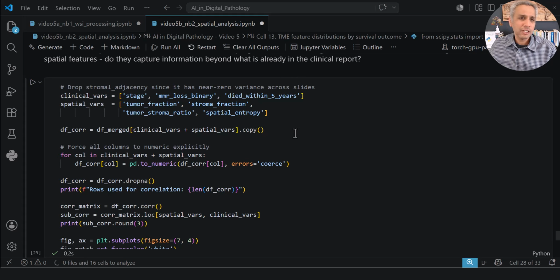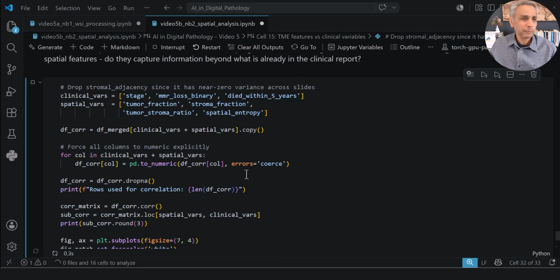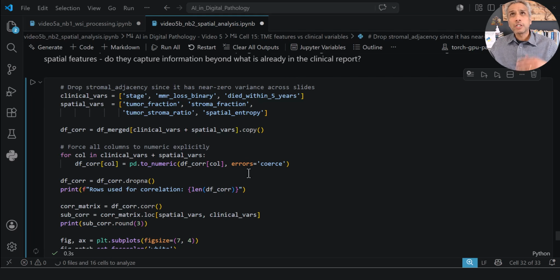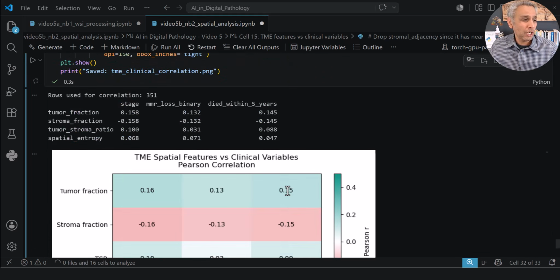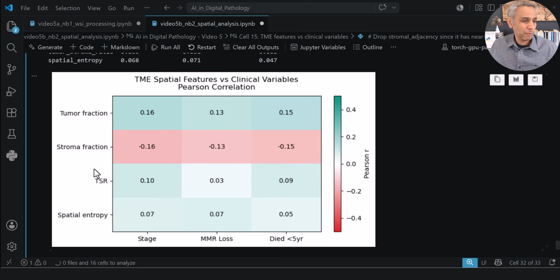And let's do the correlation heat map. It computes the pairwise Pearson correlations between the 4 informative spatial features that we have and the 3 clinical variables. So we're going to look at tumor fraction, stroma fraction, TSR, and spatial entropy. The other one, we dropped it; we don't have anything for the adjacency. And how do they correlate with stage, MMR loss, and mortality.